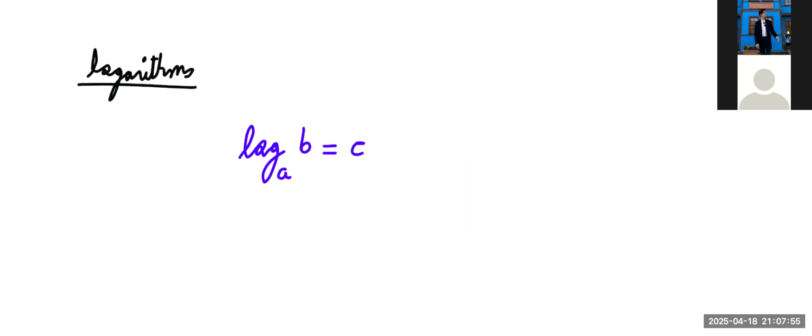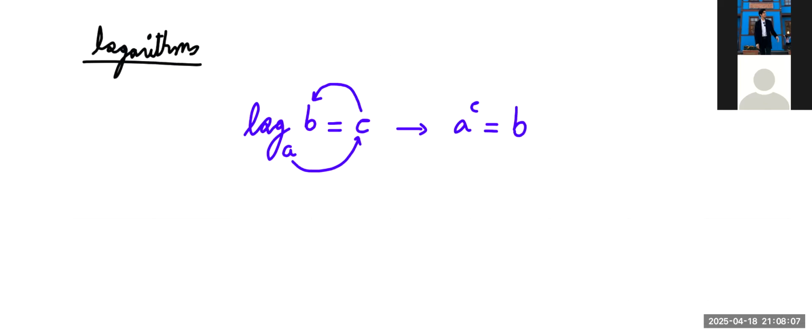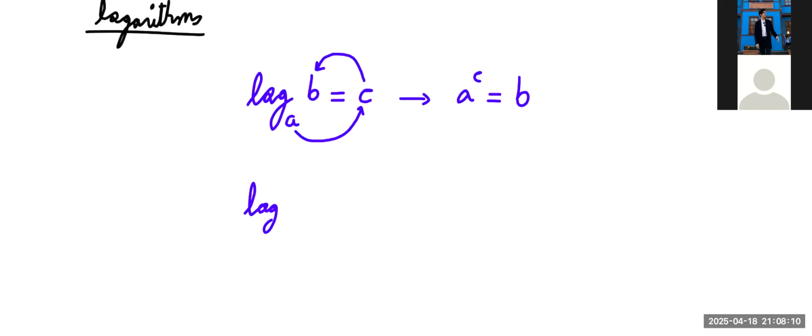The first one is the base, let's say a, for instance. And then you have the argument, I guess you could call it, b, and then it equals something. The way you should look at a logarithm is this: it is essentially simply saying a raised to the power of c equals b. That's all. So now, if I ask you to fill in the blank in this question, what would I put here?